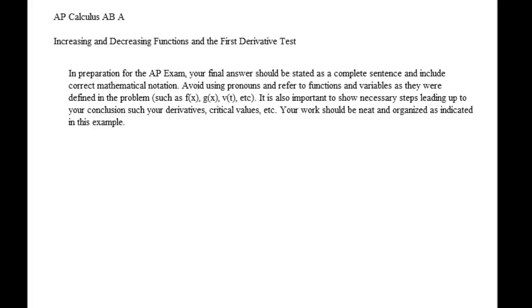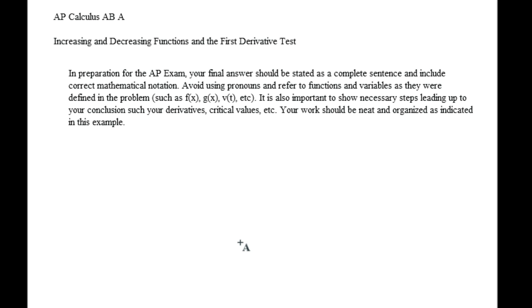Okay, you guys, so today we will be talking about increasing and decreasing functions and the first derivative test. Now, just a side note, this comes straight from your lessons. In preparation for the AP exam, your final answer should be stated in a complete sentence and include correct mathematical notation. Avoid using pronouns and refer to functions and variables as they were defined in the problem, such as f of x, g of x, v of t, etc.